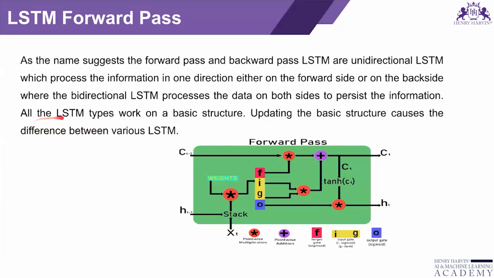So all the LSTM types work on a basic structure. Updating the basic structure causes the differences between the various LSTMs. Okay, this is point-wise multiplication, the dot product. The weights and the input will be multiplied to process in the next step.